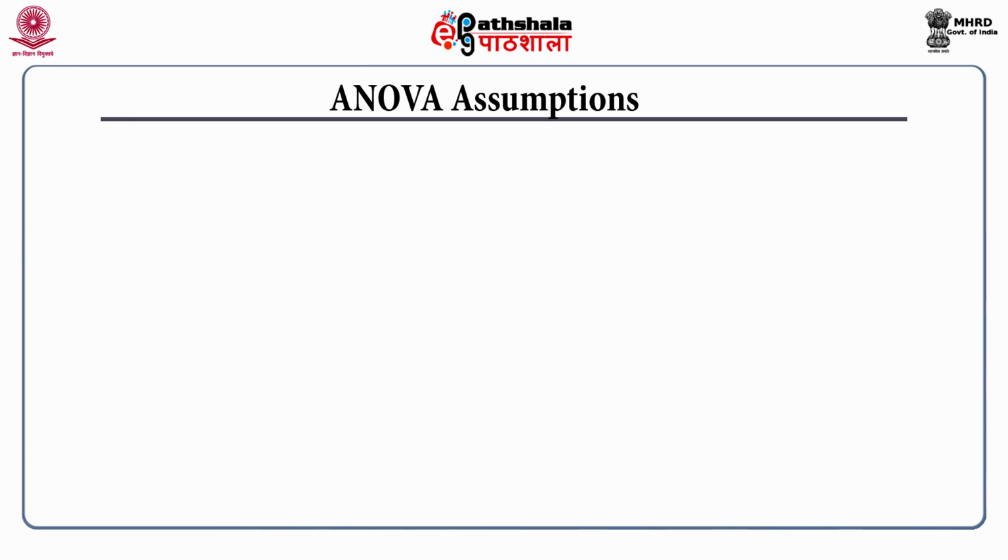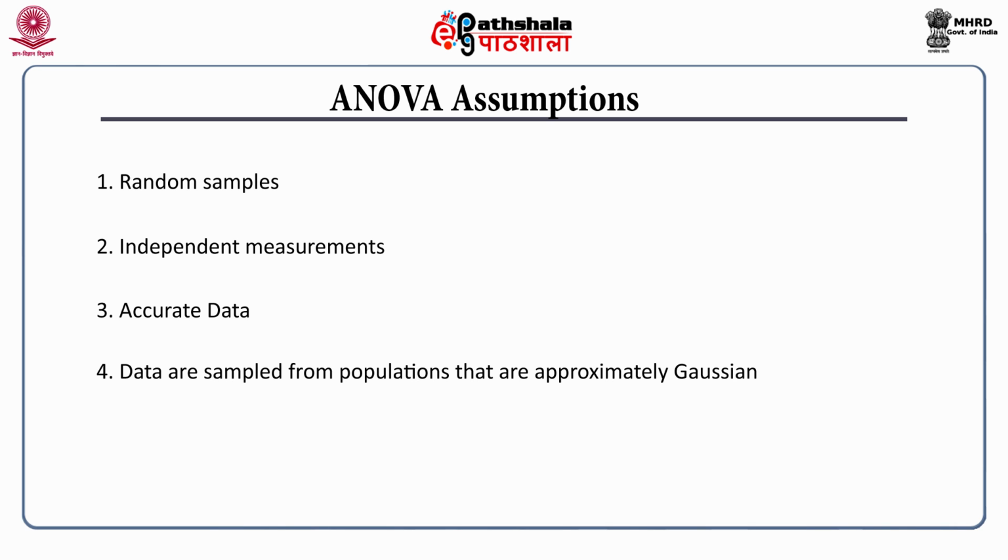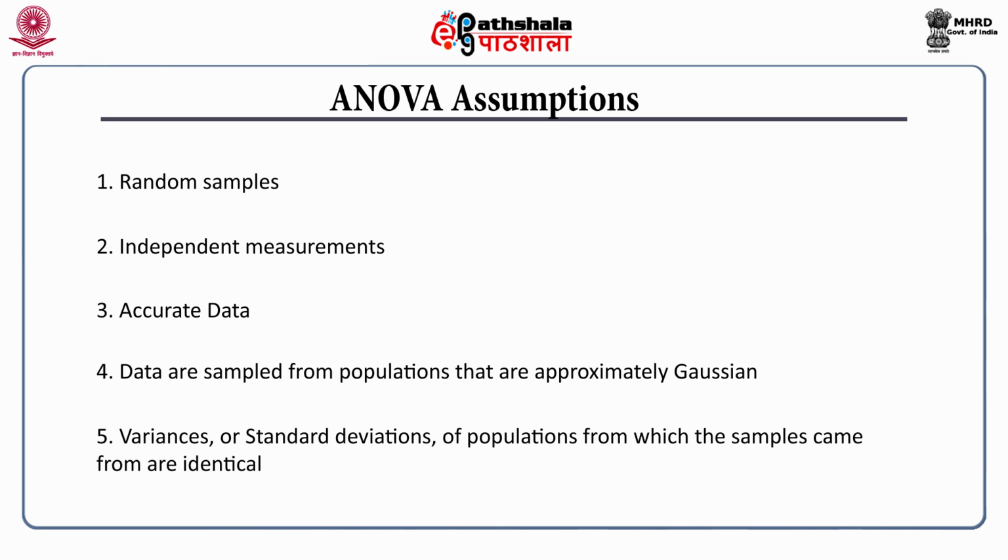So ANOVA is also making various assumptions. Assumptions include exactly the same as in the t-test: random sample, independent measurements, accurate data. Data is sampled from populations that are approximately Gaussian, and homoscedasticity, that is equality of the variance. So the variance or the standard deviations of the populations from which the samples came are identical.